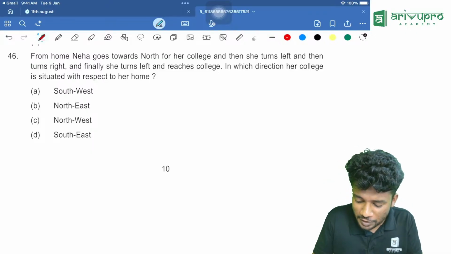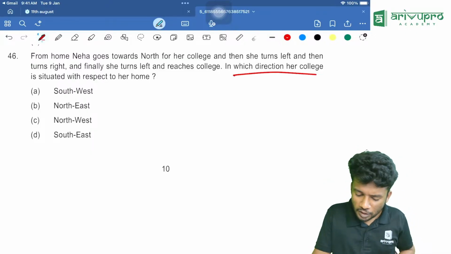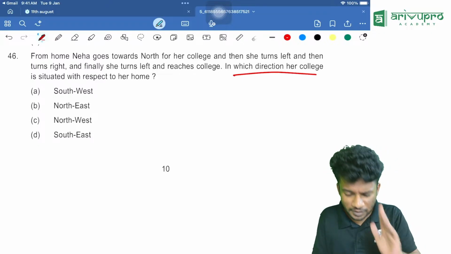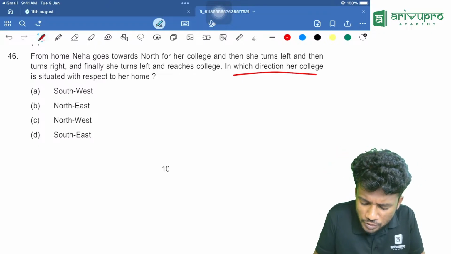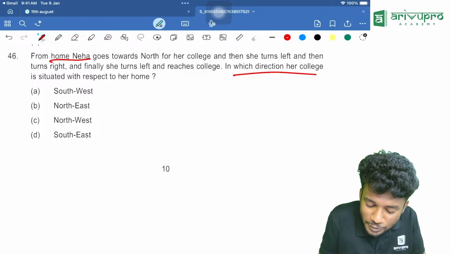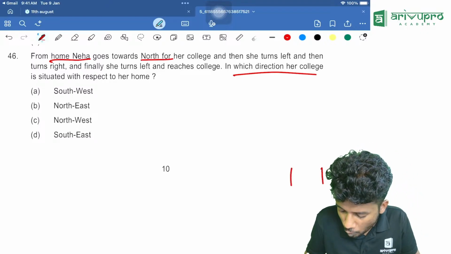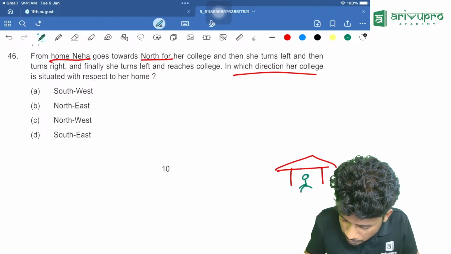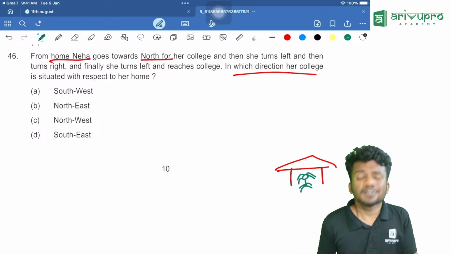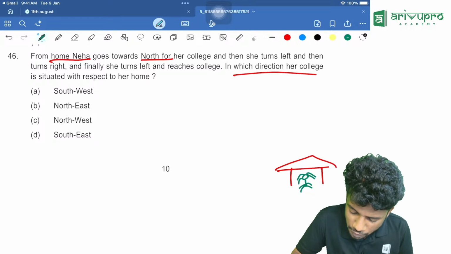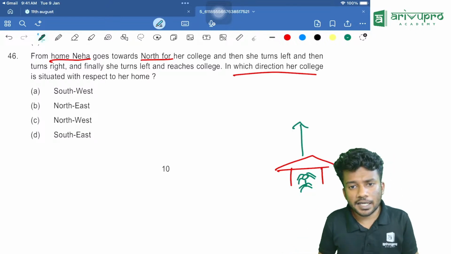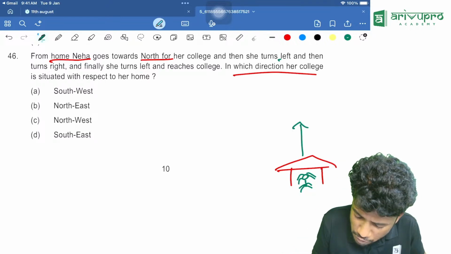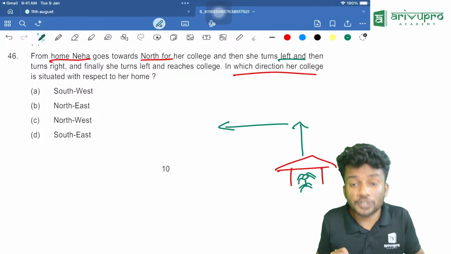Now, a direction test based question. Distance is not given. So, in which direction is her college with respect to her home is the question. We will start drawing. From home, Neha goes towards north. So her home is over here, and let this be Neha. Neha is going towards the north direction. Then she took a left turn. That means she is going towards west now.